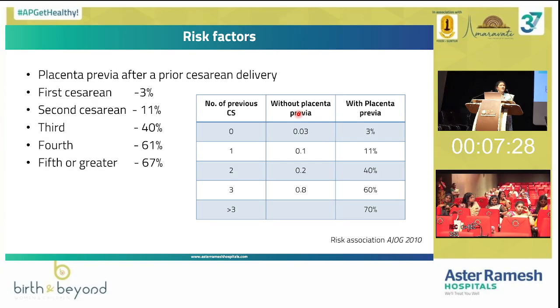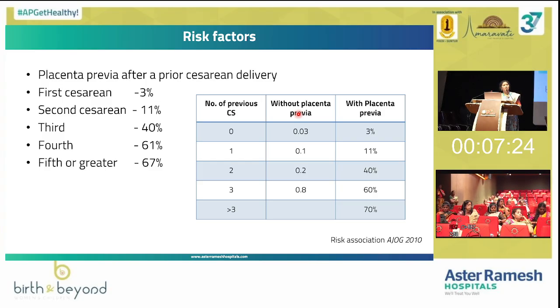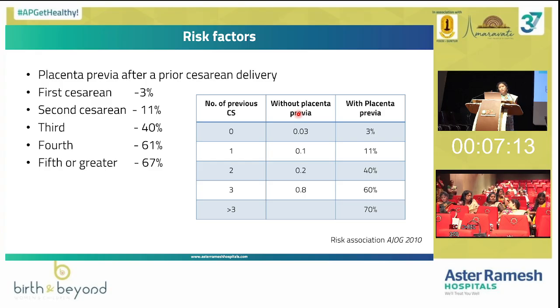The main risk factor for placenta accreta is placenta previa with a previous caesarean section. As the number of caesarean sections increases, the chances of accreta will be more. With more than 3 previous caesareans and placenta previa, the chance of occurrence of accreta is 70%.